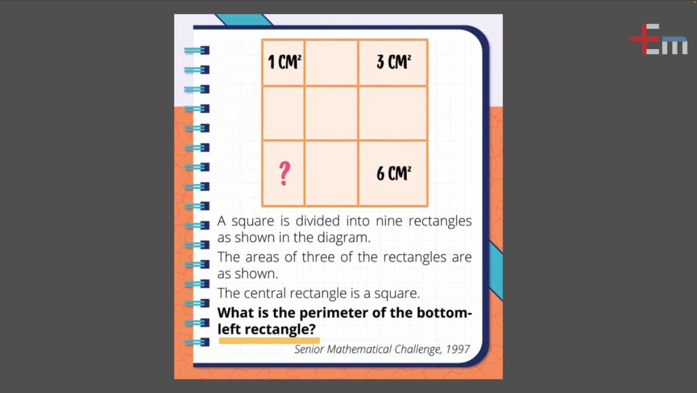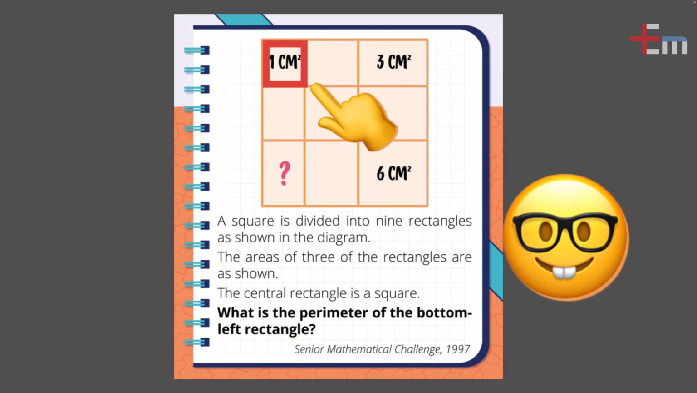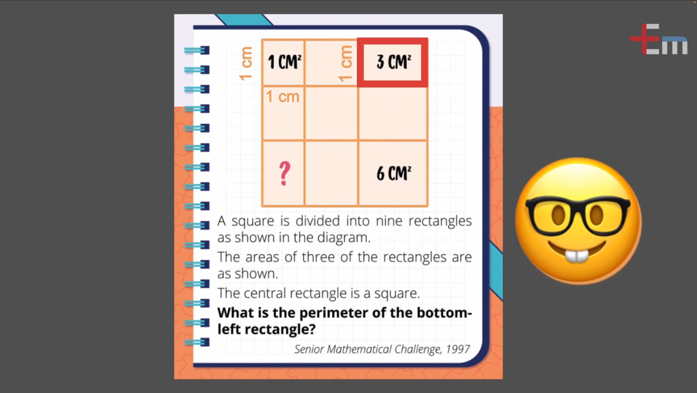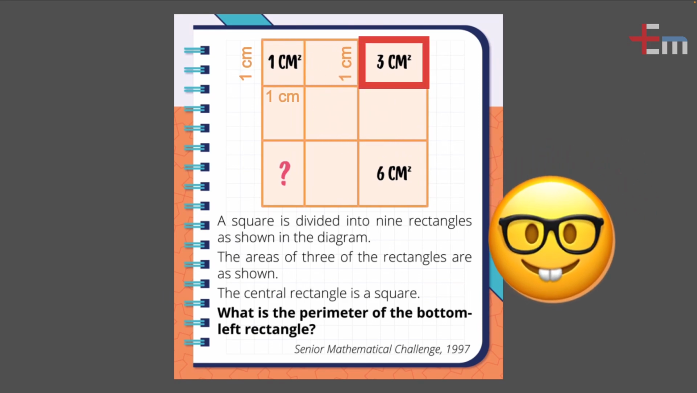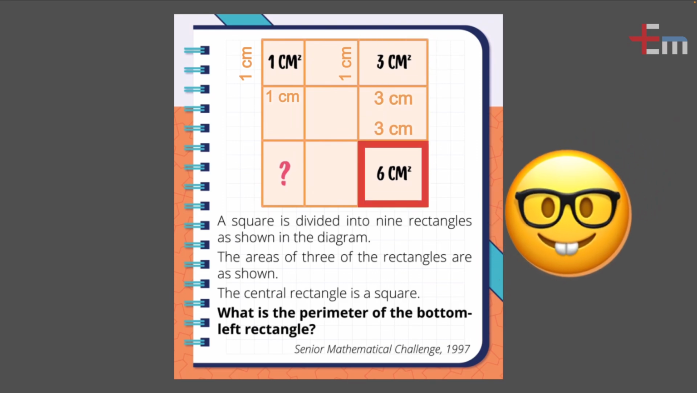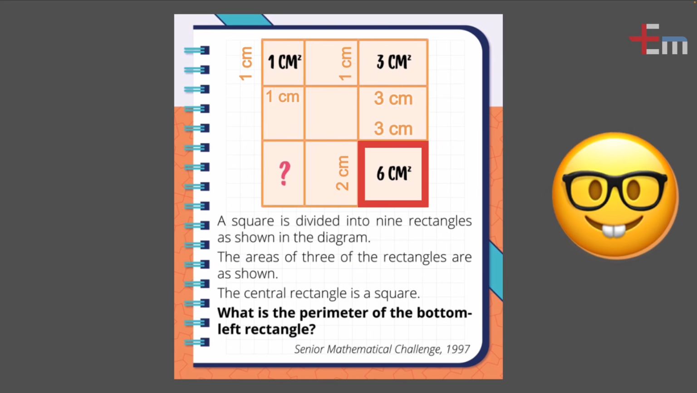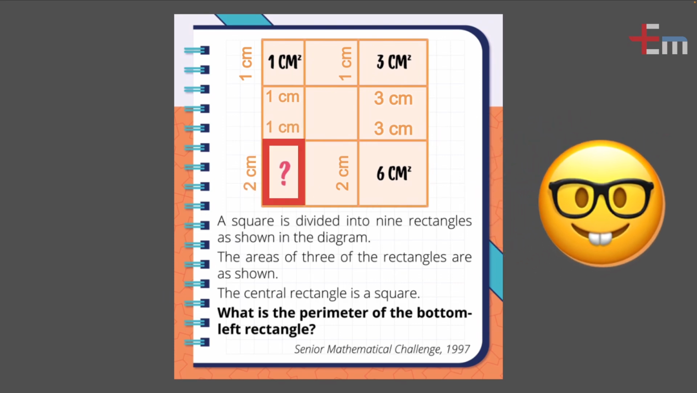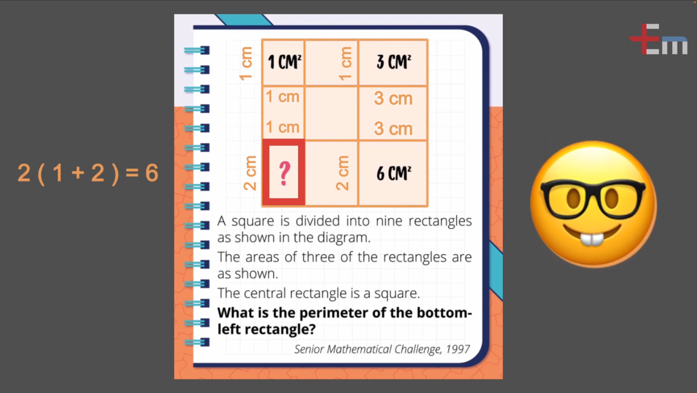Done? Let me show you how most people think they do it. Easy, right? That looks like a square, so its side lengths are 1 cm. And if that's 1, and the area is 3, then that side is 3 cm. And if that's 3, area 6, then that will be 2. So the side lengths of the unknown rectangle are 1 and 2. So the perimeter is double their sum, which is 6.